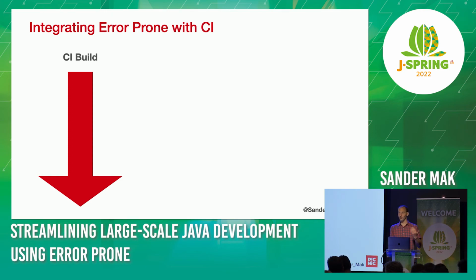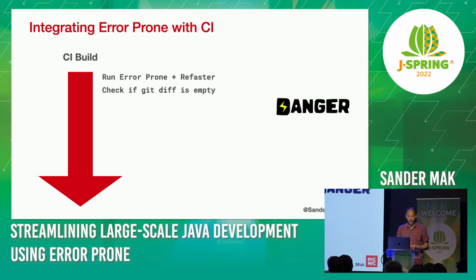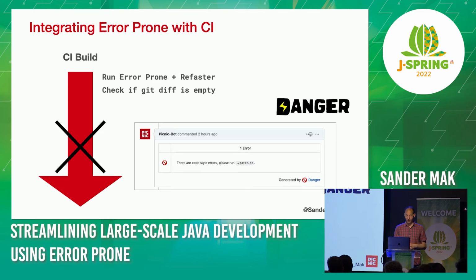So once a push is made to a branch, to a pull request, we build, we run error-prone with all the bug checks and the Refaster rules in patching mode. And if the git diff is empty, so if nothing has changed, then we're good, right? If not, then we actually post a comment to the pull request. We ensure that it cannot be merged, and we use Danger, which is a very nice integration tool with GitHub and in your build to be able to do this.